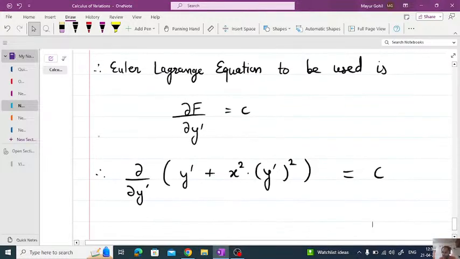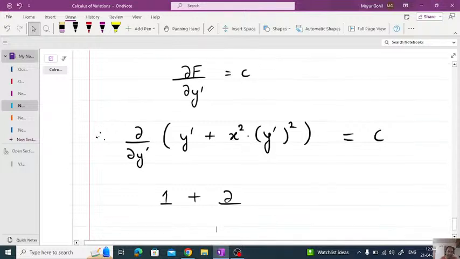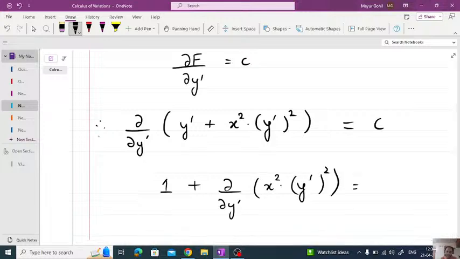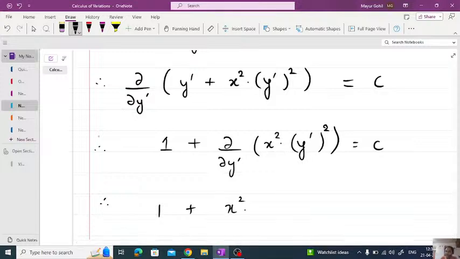Now when you take the partial derivative of y dash with respect to y dash, it's going to be 1. Okay, this is 1. When you take the derivative of x square into y dash the whole square, 1 remains 1, and here this x square comes out as a constant. The derivative of y dash square is going to be 2y dash, equal to c.